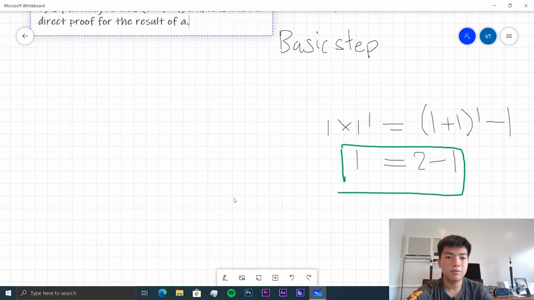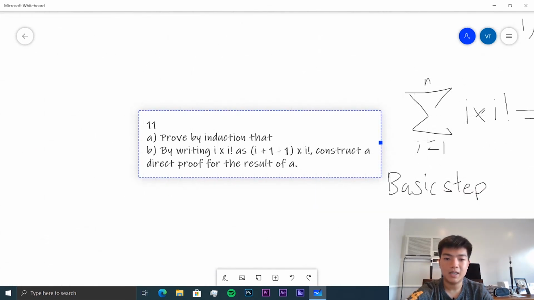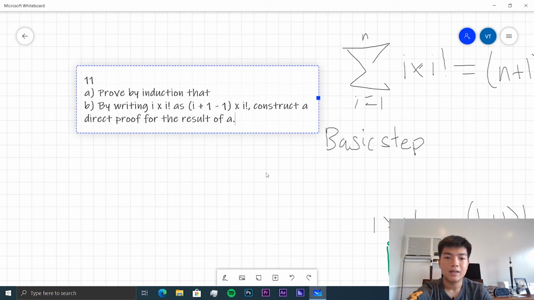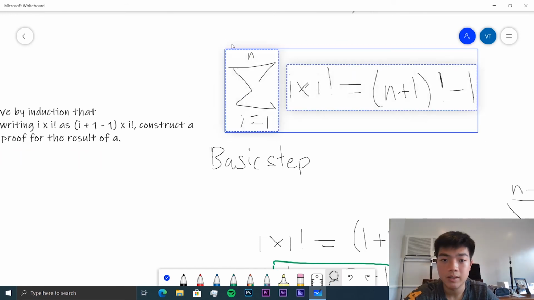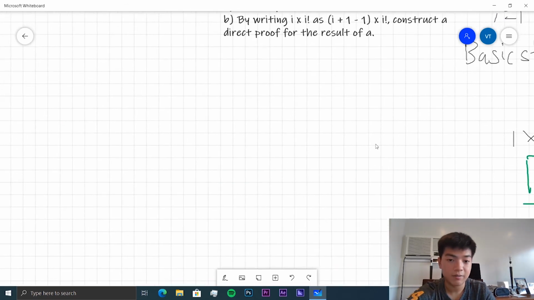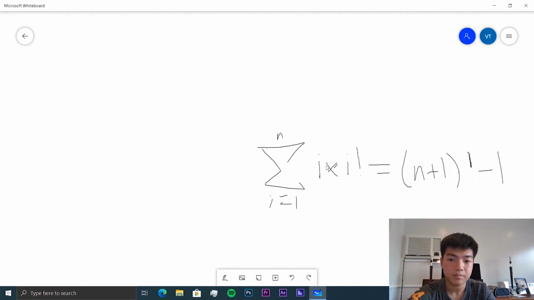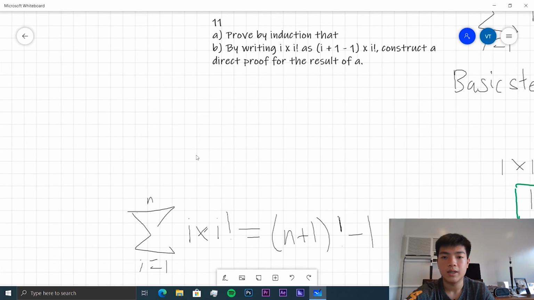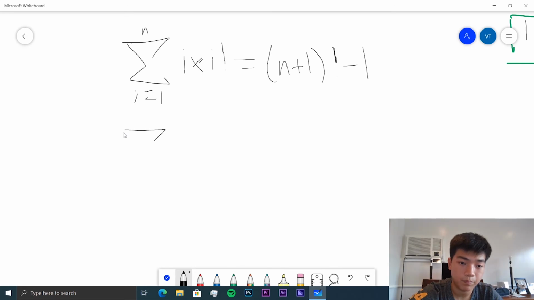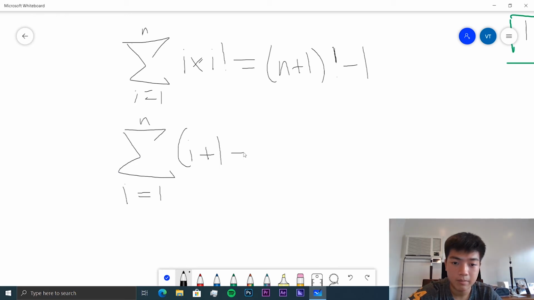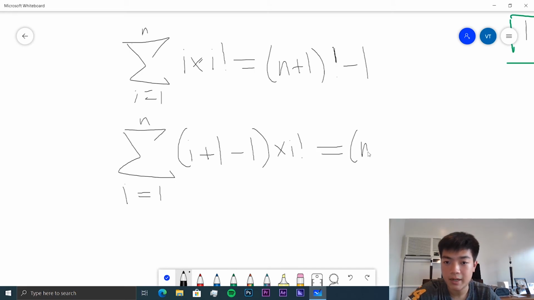Now, we need to find a direct proof by writing I times I as I plus 1 minus 1 times I, construct a direct proof. So if we just copy this over here, paste it over here. And we need to write I times I as I plus 1 minus 1 times I factorial. I don't know where we're going to go with this one. I equals 1 to n, so I plus 1 minus 1 times I factorial. And we need to prove this is equal to n plus 1 factorial minus 1.